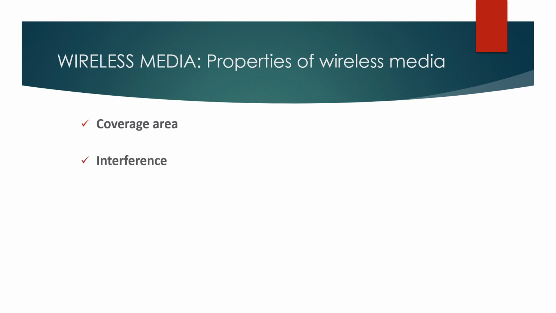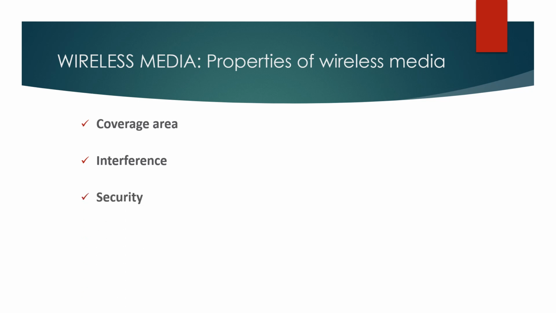Interference is the second one. Wireless is susceptible to interference and can be disrupted by such common devices as household cordless phones, some types of fluorescent lights, microwave ovens, and other wireless communications.